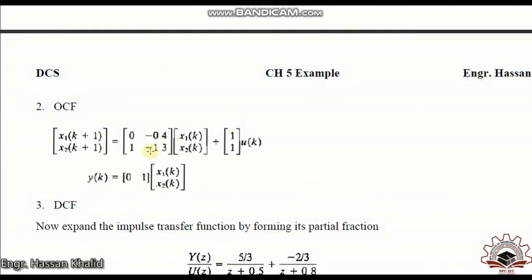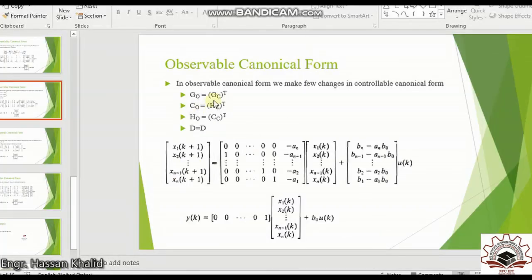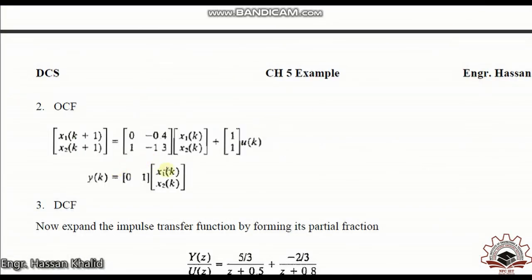Similarly, I can find the observable canonical form by taking the transpose of the G controllable canonical form to get the G observable, and take the transpose of the H controllable matrix to get the output C matrix, and the observable H vector is equal to the transpose of the C controllable canonical matrix, and by doing so I get my desired observable canonical forms.